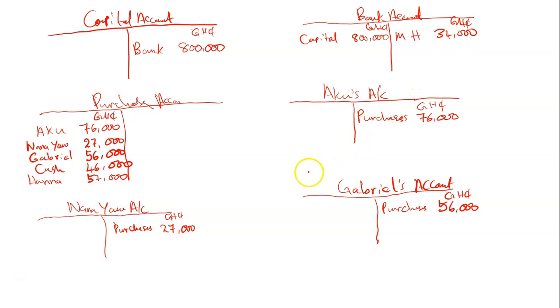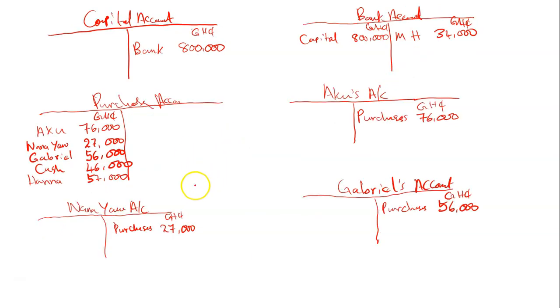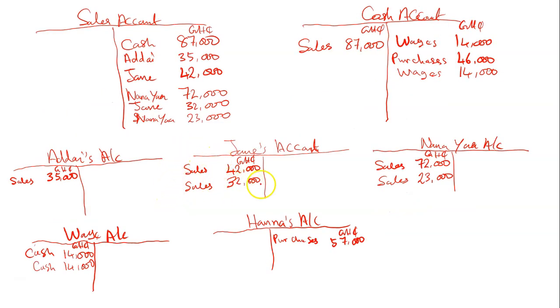Then we go to Hannah's account and debit it 34,000. So we debit Hannah's account by 34,000 in the name of bank, because you pay through the bank. Because you pay through the bank, you debit it in the name of bank. Then let's look at the next transaction.